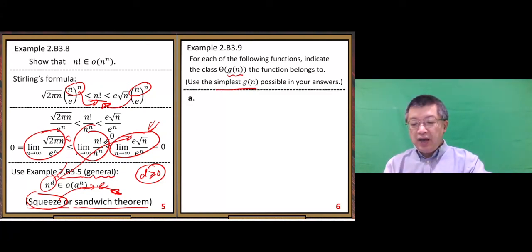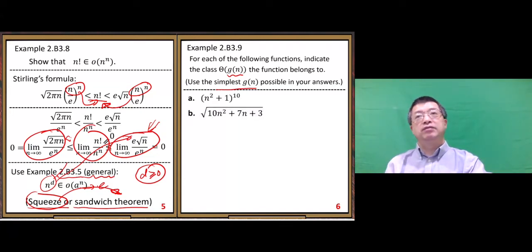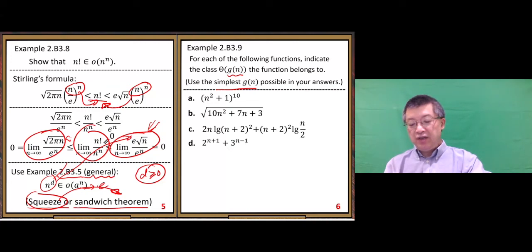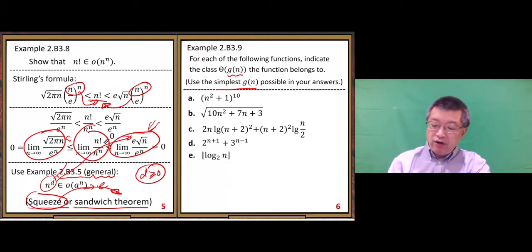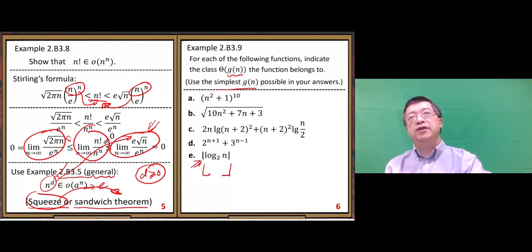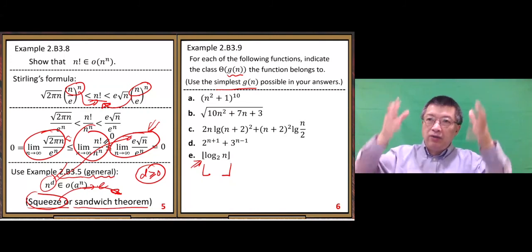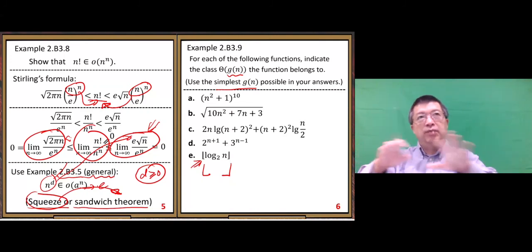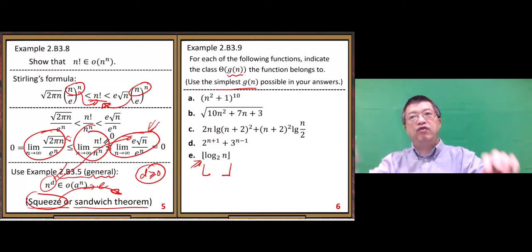Okay. A, I give you this function. B, this function. So I do not read the whole expression. C, this long expression. D, like this. E, the last one, we use the floor function. Floor function. So you know the meaning of floor function, right? So we drop the fraction part. We only keep the integer part, but we drop the fractional part.